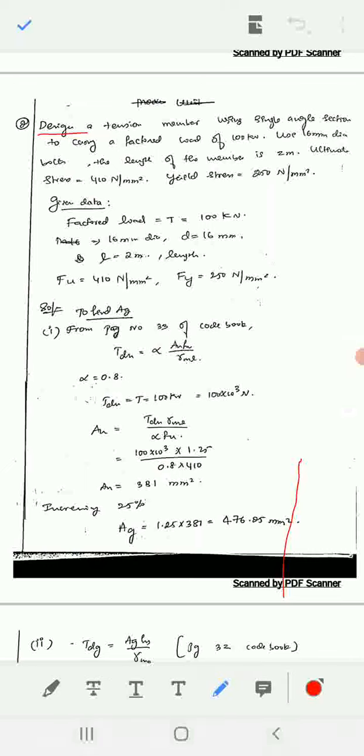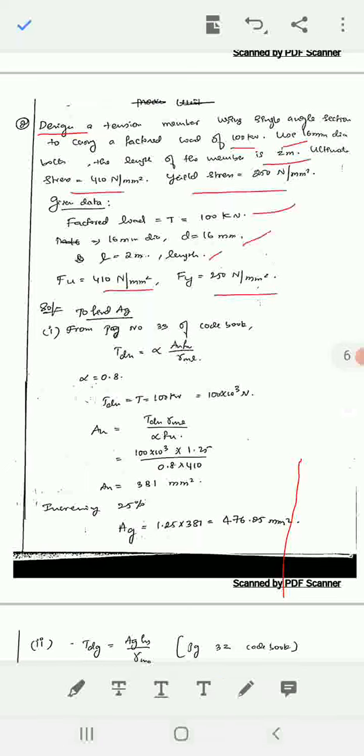Factored load they given 100 kilonewton, then 16 mm dia, length of member is 2 meter, ultimate stress is 410, that is Fu, yield stress is Fy 250. So given data, T is 100 kilonewton, D is 16 mm, L is length 2 meter, then 410 and Fy is 250. So to find, whatever the calculation you have to do, that is how to design the angle. For that step is different, right?